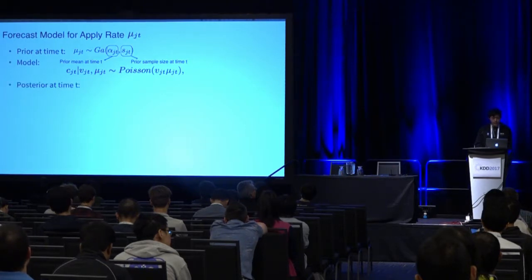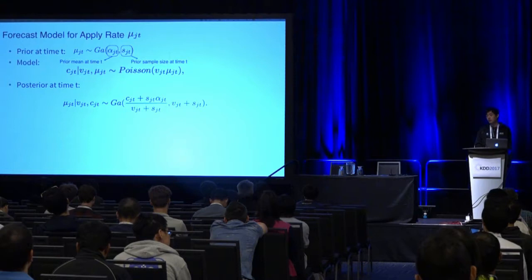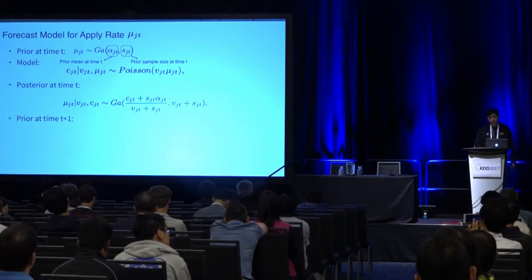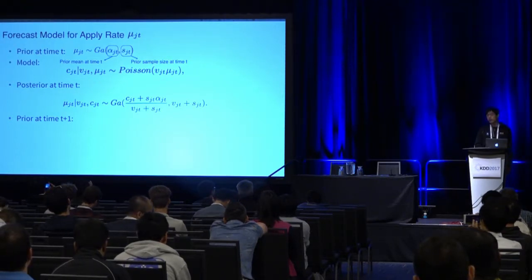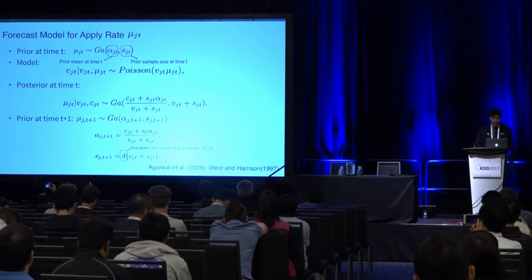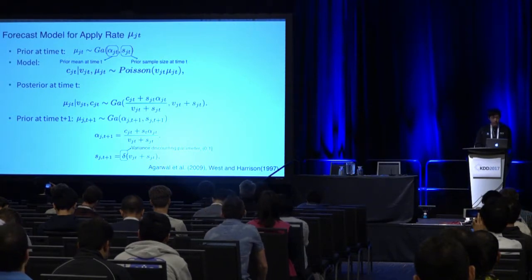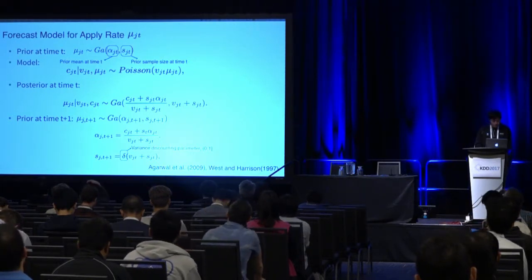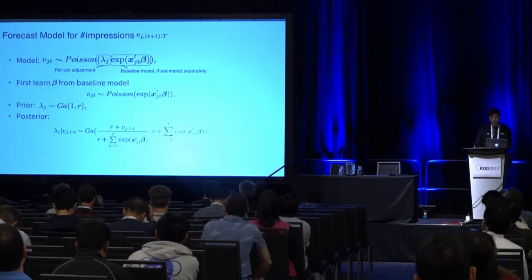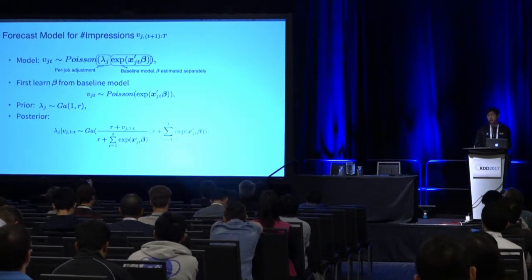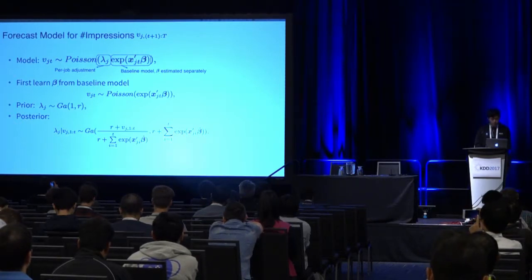Then at time t, you can compute the posterior based on the data you observed and also the prior knowledge you had before time t. And you can set the posterior to be the prior for the next batch, which is very trivial and there has been a lot of work done in this area. So now you have the model for the apply rate, and what about the impressions? For impressions, you can do very similar things, but the mathematical computation is a bit less straightforward, though it can still be done in closed form.